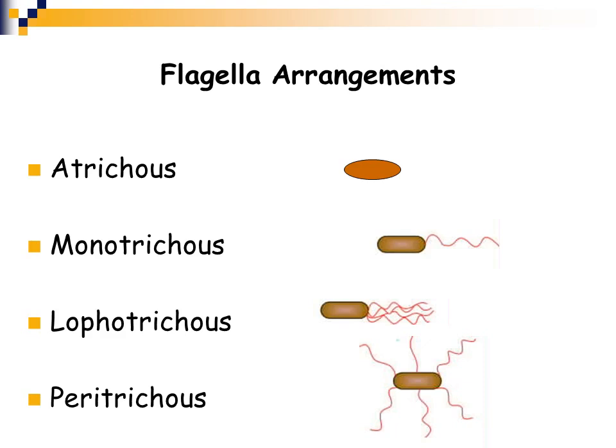Monotrichous, mono being one, meaning one flagellum at one end of the bacterial cell. That bacterial cell can move by that flagellum flipping around and acting like a propeller. Lophotrichous means many flagella, but coming out of one end of the bacterium. Peritrichous, peri meaning around, is flagella that are coming out all around the cell.